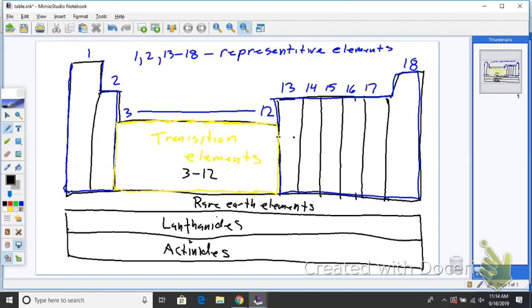Because they start with lanthanum and actinium, they're called the lanthanides and the actinides. When you take a look at those, those are the rare earth elements. Okay?